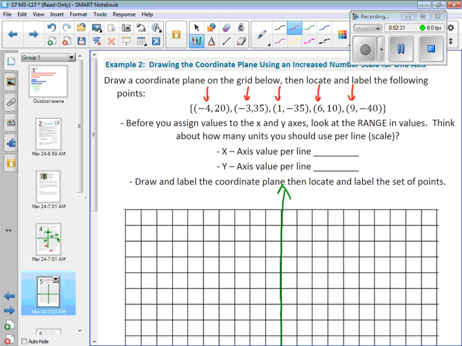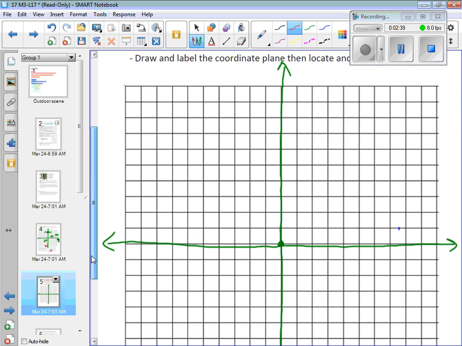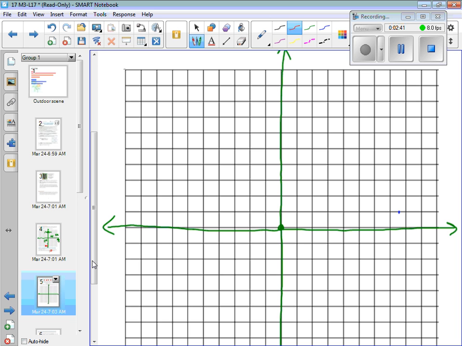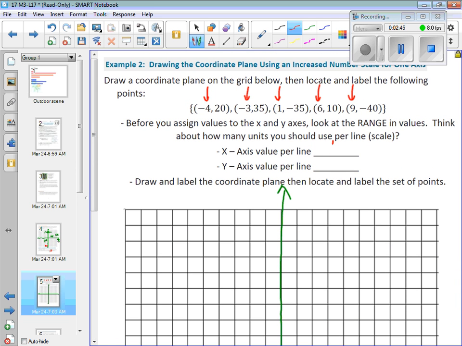Absolutely. It's no different from what we've been doing. My lowest is -4. My highest is 9. Along my x-axis, they will all fit. So no difference there. We can count by ones. That's what my value is.